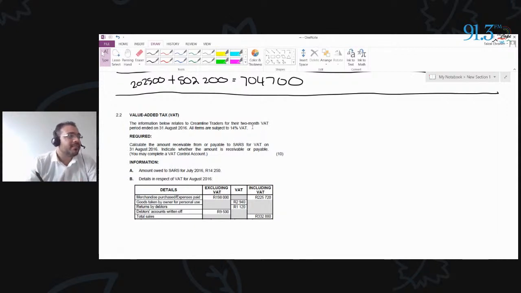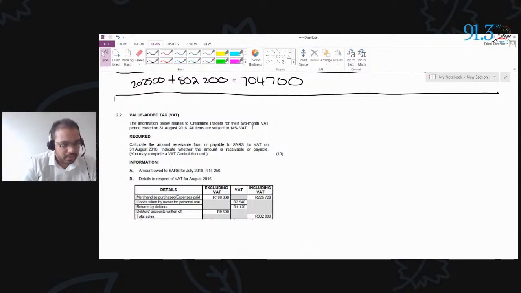But it doesn't matter whether VAT was at 15 or 14%, because it's not the percentage that I want to teach. It is the principle and understanding of how to calculate the VAT and how to draw up a VAT control account that is very important. So let's go into the question and read what they are saying over here.